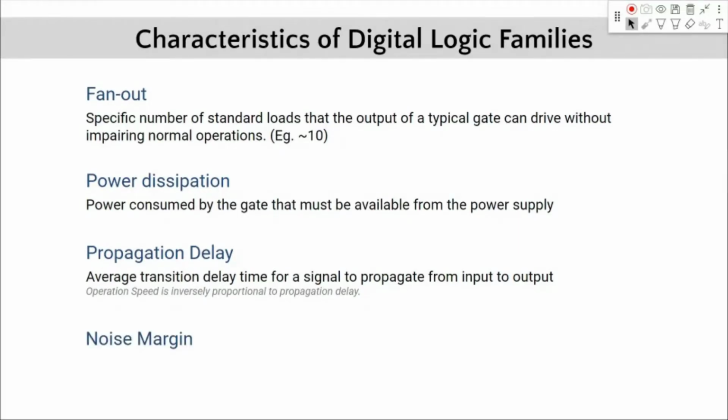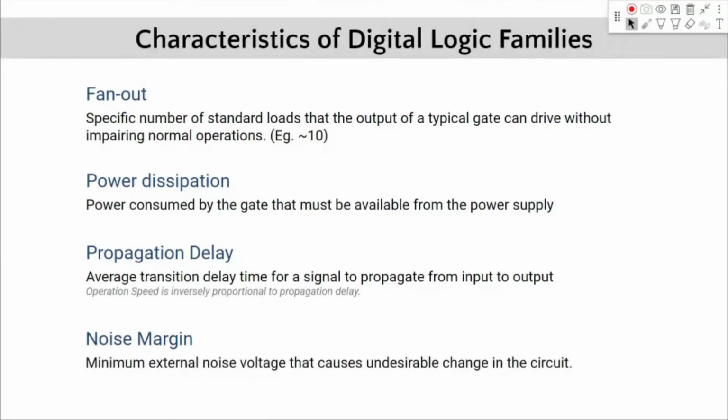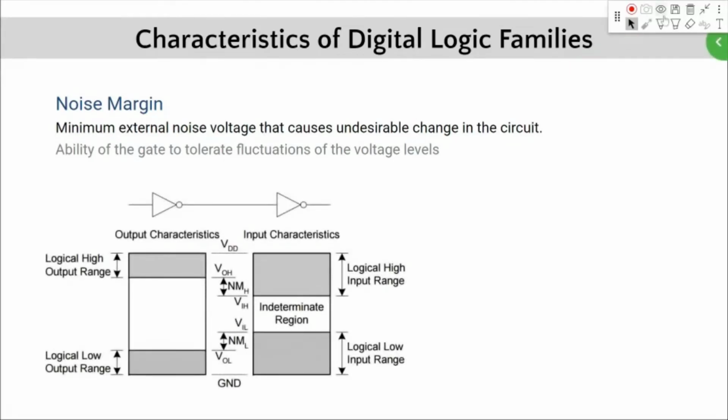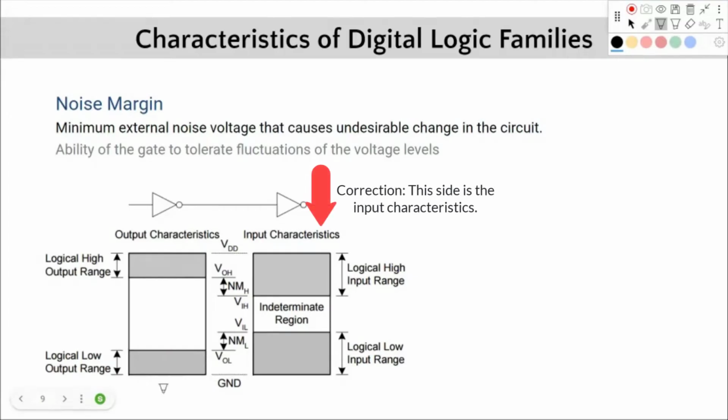Next is noise margin. This is also a very important factor. Noise margin is the minimum external noise voltage that causes an undesirable change in the circuit. What do we understand by this? Let us look at it again. It is the ability of the gate to tolerate fluctuations in voltage levels. What does that mean? Think of the input characteristic. This is the input side of a gate. We know that these are logic gates, right?